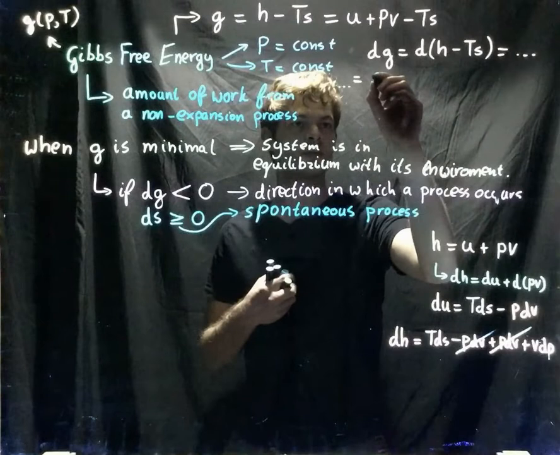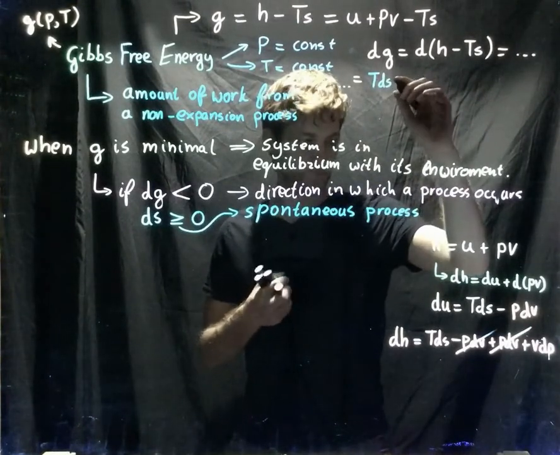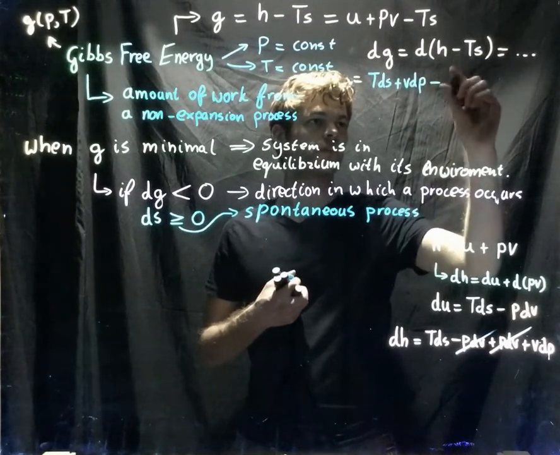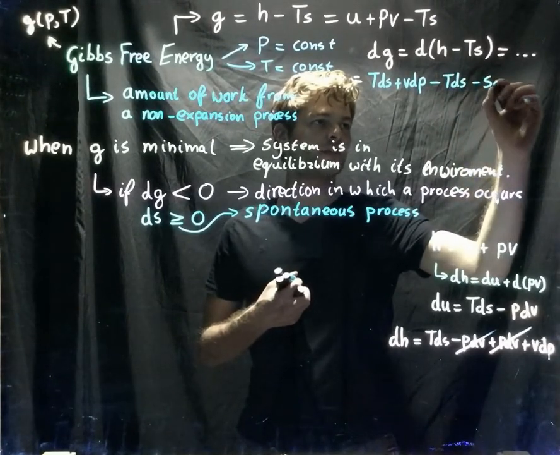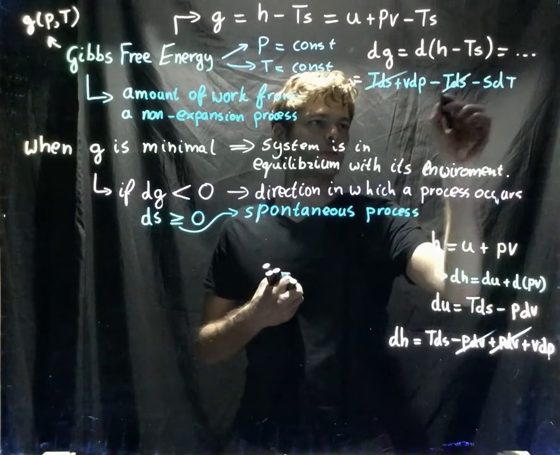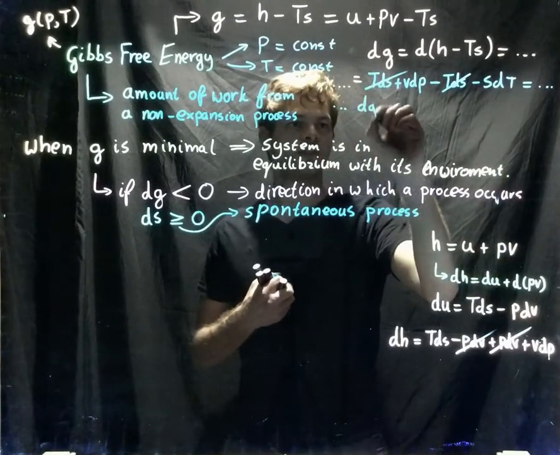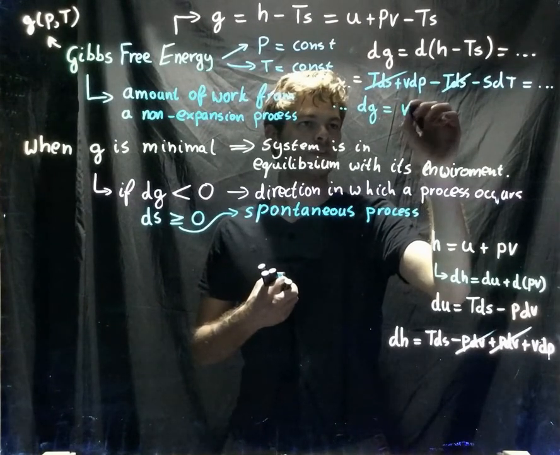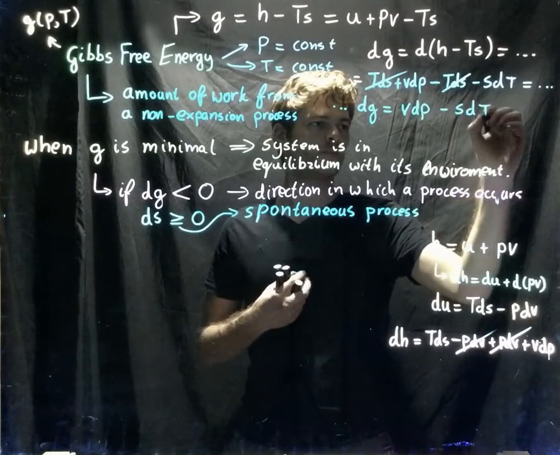So it's equal to T dS plus V dp minus T dS minus S dT. So this one drops out, that one drops out. This is equal to dG is equal to V dp minus S dT.